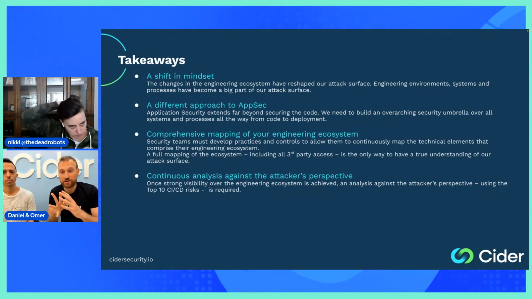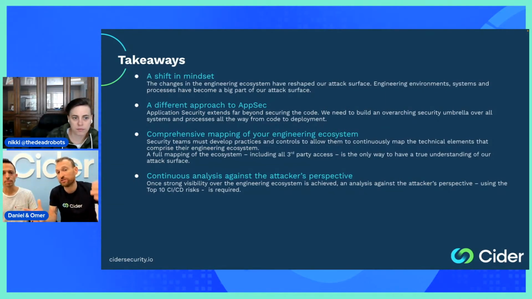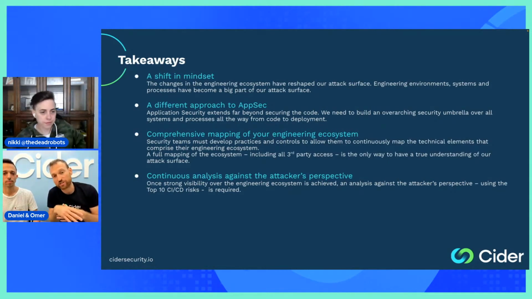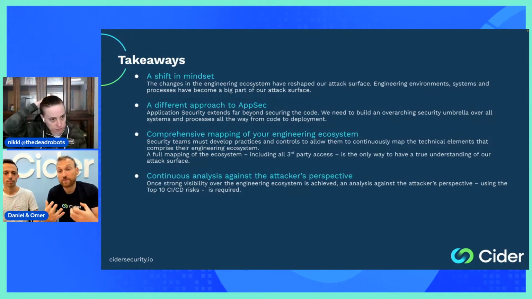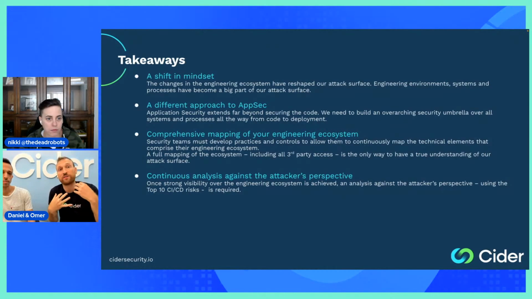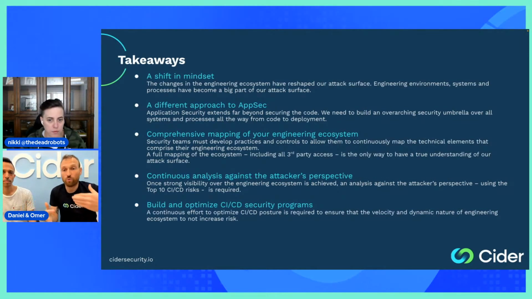Now that we have the full understanding of what our technical DNA looks like, we know all the security settings, configurations, the path to production of the different applications that we're building. We can now take the top 10 CI/CD security risks and understand what type of risks our organization is exposed to. And once we're done with this ability to provide a continuous analysis against the attacker's perspective, what we then need to do as defenders is to build and optimize our CI/CD security program and make sure that we're continuously tailoring our AppSec program to those risks that we're identifying to make sure that CI/CD posture is optimal.